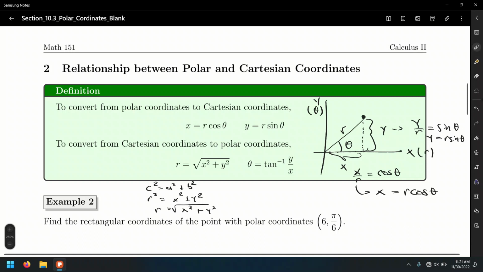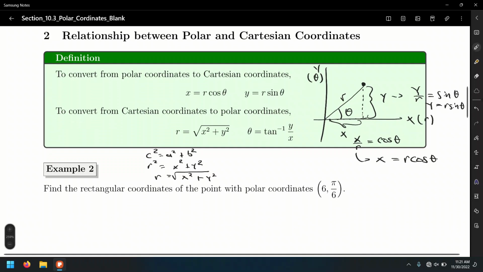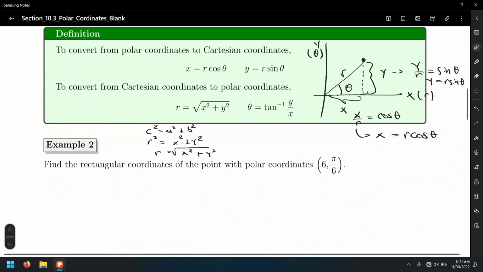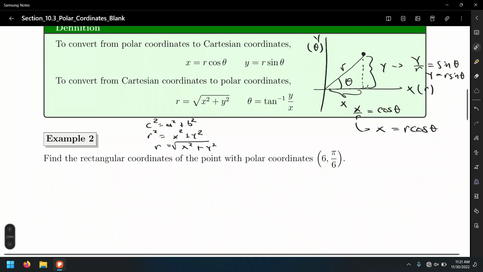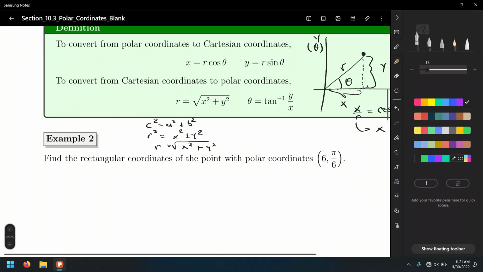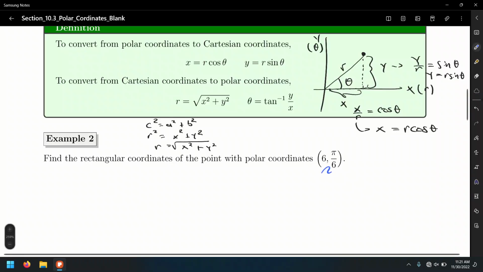How about we look at some examples on how we convert between one system and the other. They're asking us to find the rectangular coordinates of the point that contains the polar coordinate 6 comma pi over 6. It would be great if we label this as r equals 6 and theta equals pi over 6. And all we're going to do is just use the formulas that we obtained using this triangle setup, where x equals r cosine theta, and y equals r sine theta.